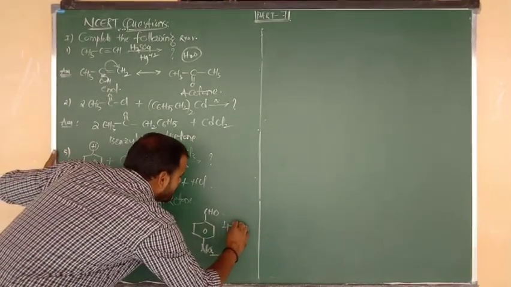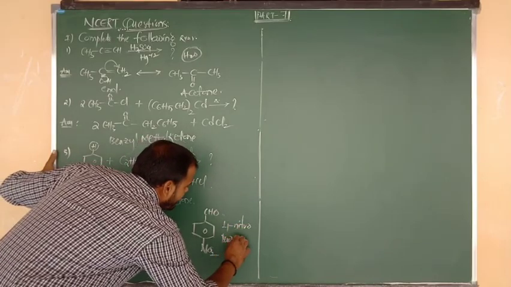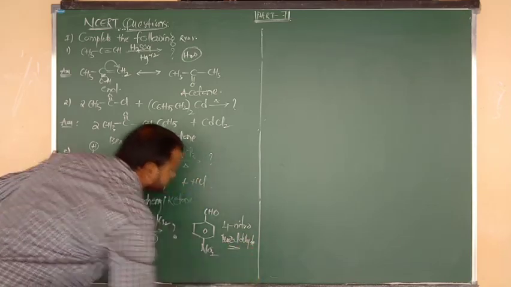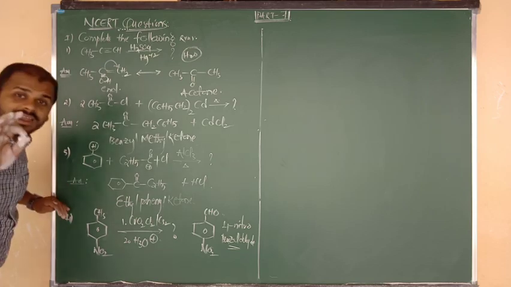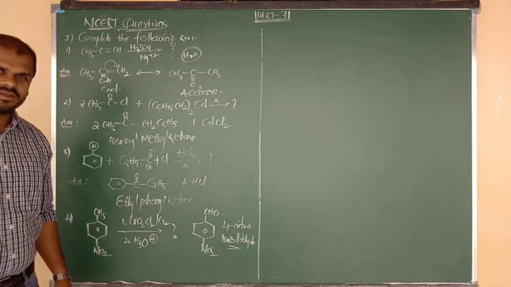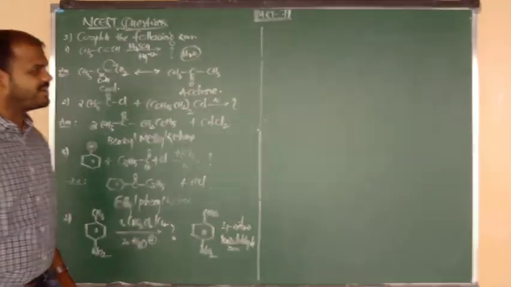So what is the name of this compound? 4-nitrobenzaldehyde, and also we can say para-nitrobenzaldehyde. Clear beta? All these four questions are very, very important, which are inside your NCERT textbook, on the basis of preparations only. I hope you understand. Good.